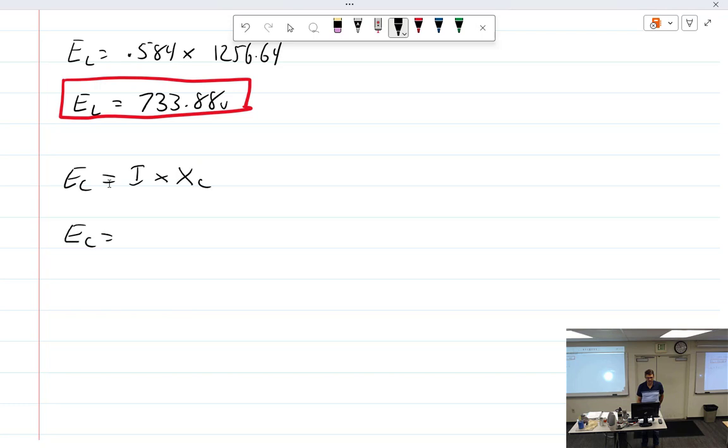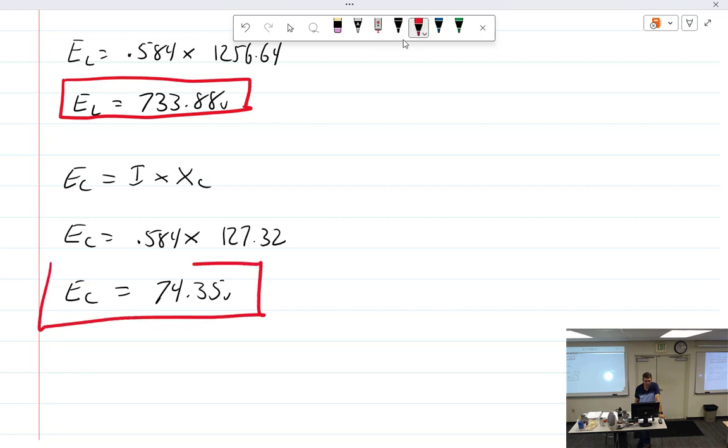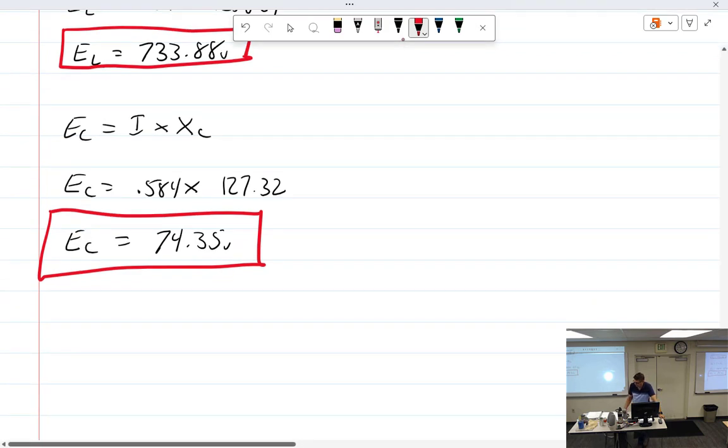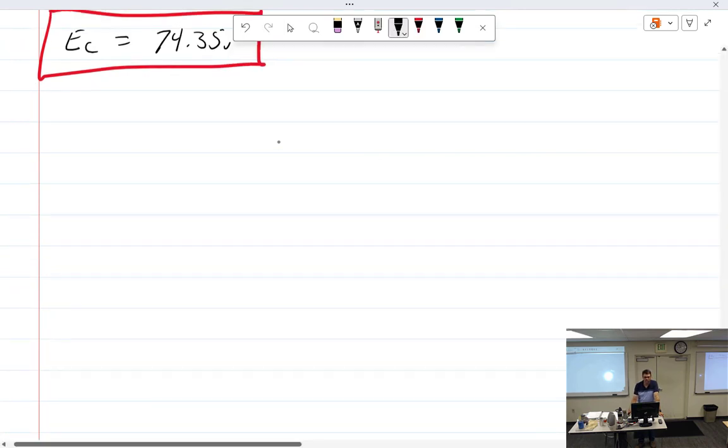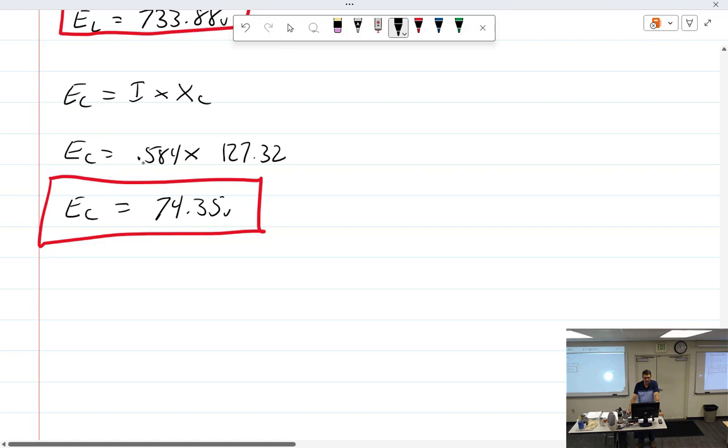So E of C equals 0.584 times, what's X of C? 127.32. So E of C equals 74.35. Yes. Next. How did you get 74.35? I times X of C, 0.584 times 127.32.